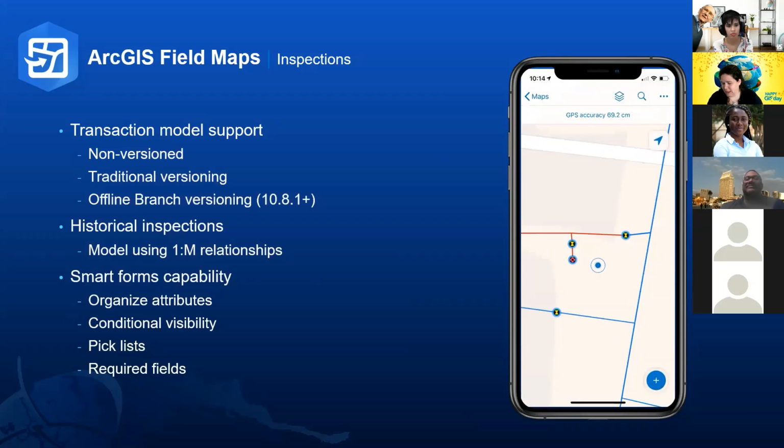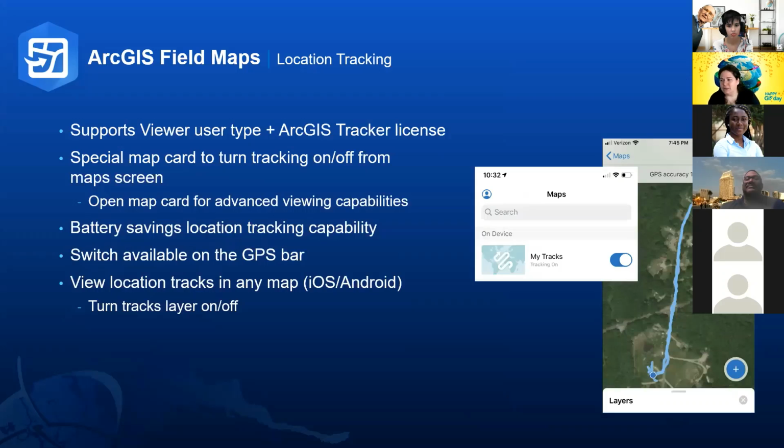Also, it includes location tracking. So just like ArcGIS Tracker, this is an additional license. You do have to have that Tracker license as part of your user type. So if your user type has a Tracker license, this capability will be available to you in Field Maps. If not, you don't have to worry about it. You just won't see it.